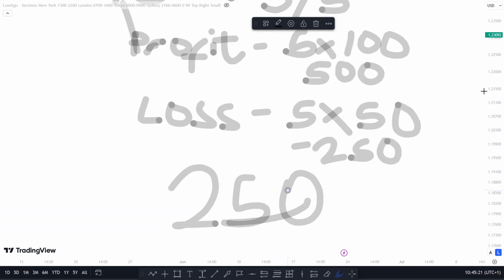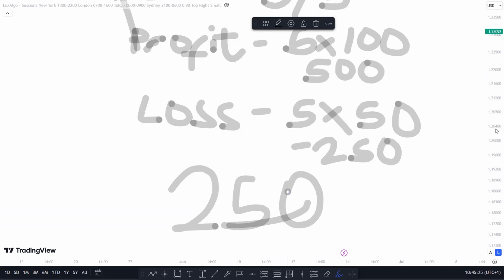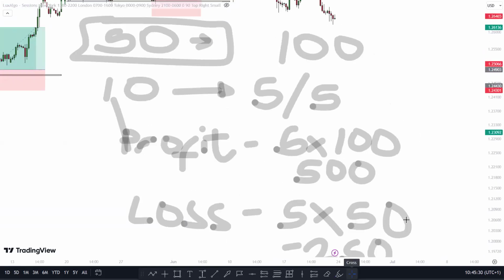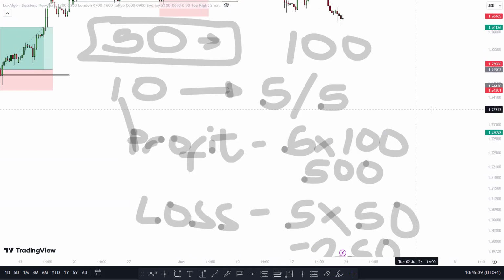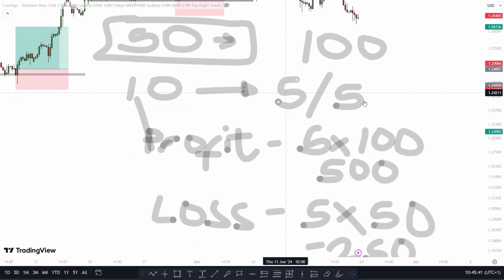So the question is, how much are you willing to risk on the trade? That's very important. So that will determine how much you can make. So you can see that even though you lose 5 times and you make 5 times, you still have a profit coming out. You still have $250 coming out. Now, if you are able to win 6 times and then you lose 4 times, you still have a profit coming out.